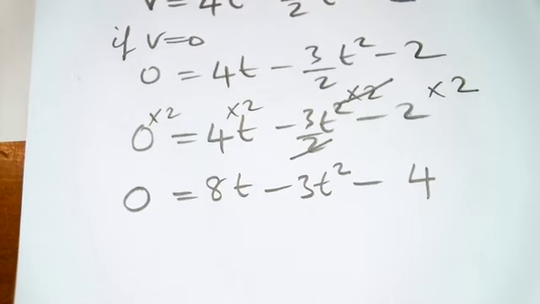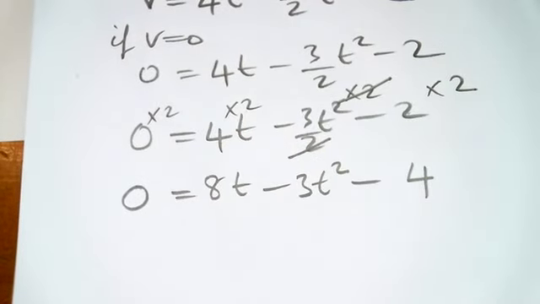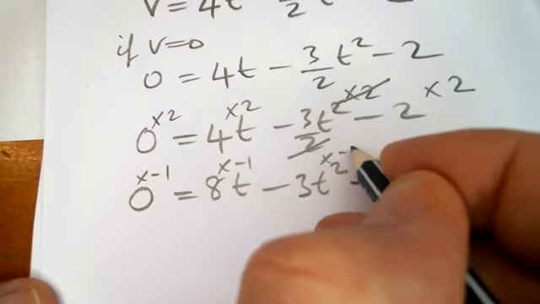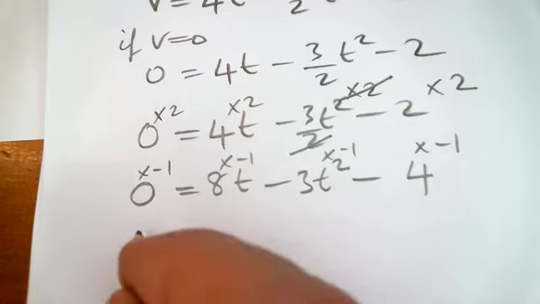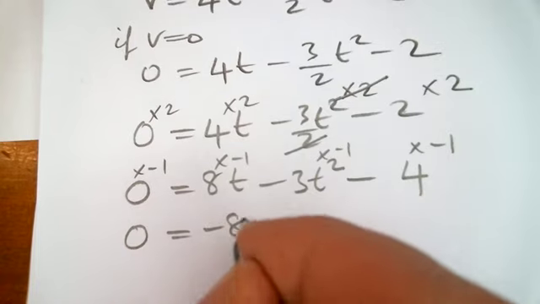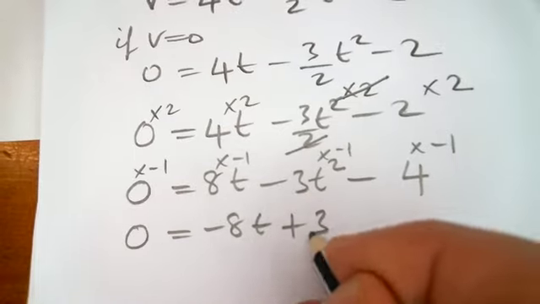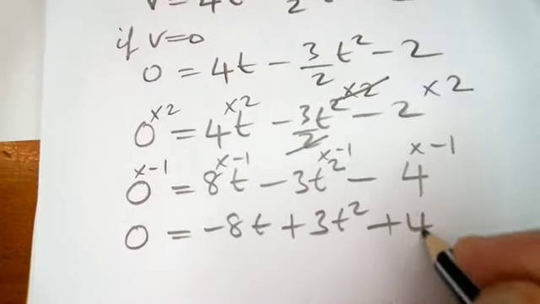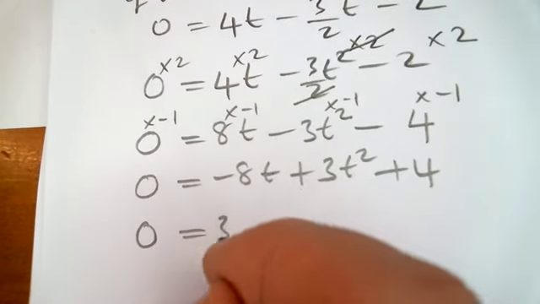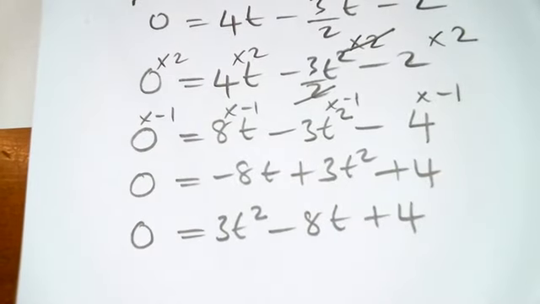To be straight up with you, I don't really like it still. I don't like a negative 3t squared. I'm going to multiply the whole thing by negative 1. So I've got 0 is equal to minus 8t, but negative 1 times negative 3 is plus 3t squared, and this is going to be plus 4. I'm going to rewrite it in an order that makes more sense to me as a quadratic for solving: 3t squared minus 8t plus 4. So that's a nice arrangement now.